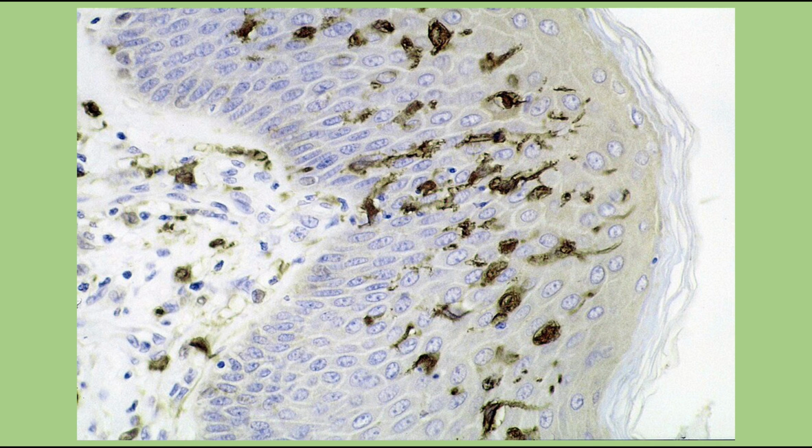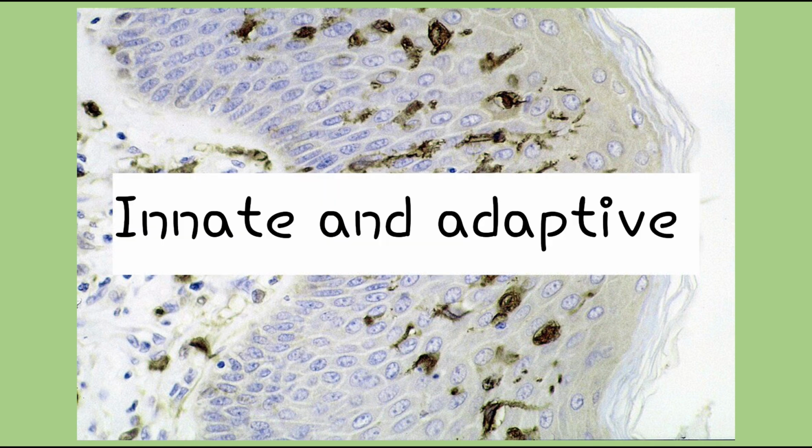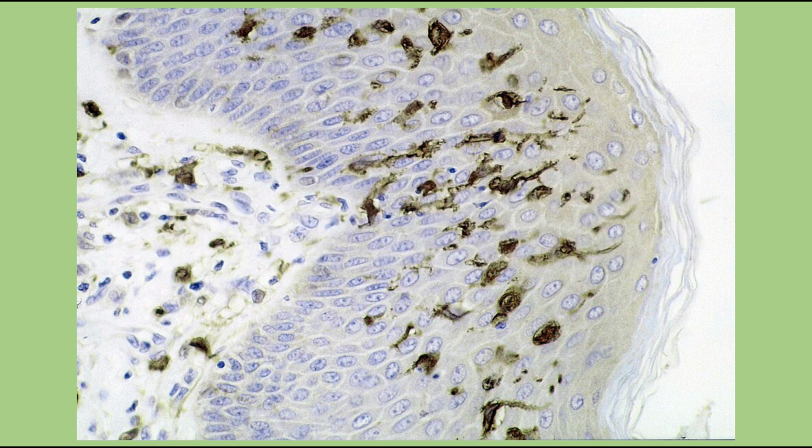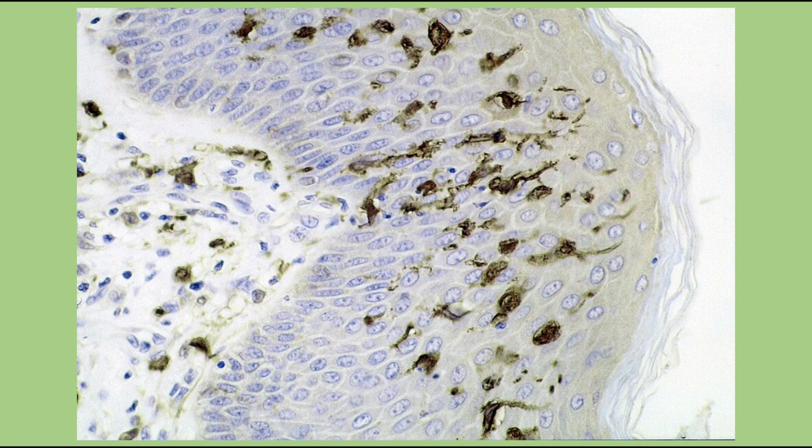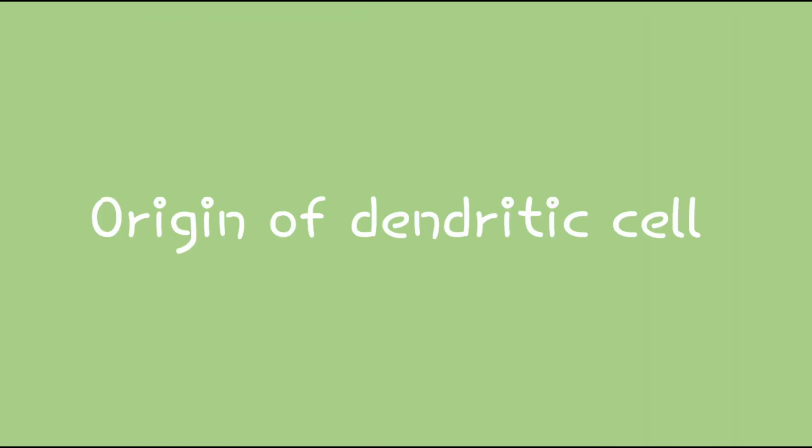They are specialized antigen presenting cells that form a critical bridge between the innate and adaptive immunity. First, they were identified by a Nobel Prize winner of 2011, that is Steinman. They are highly efficient at antigen uptake, processing and presenting. They originate from hematopoietic stem cells, which further get converted into myeloid or lymphoid progenitors in the lineage.